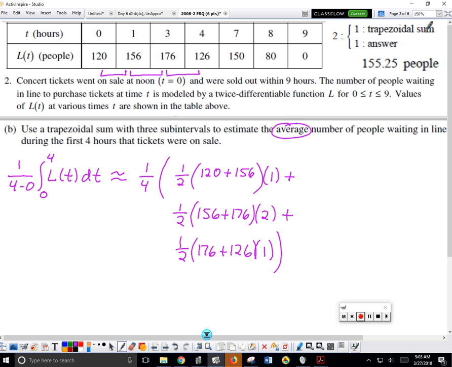So I get 1 point for doing the trapezoidal sum and 1 point for this whole thing. You have to put the integral equals that. It's best to say approximate, because a Riemann sum is always an approximation, but you don't put an integral in front of that.